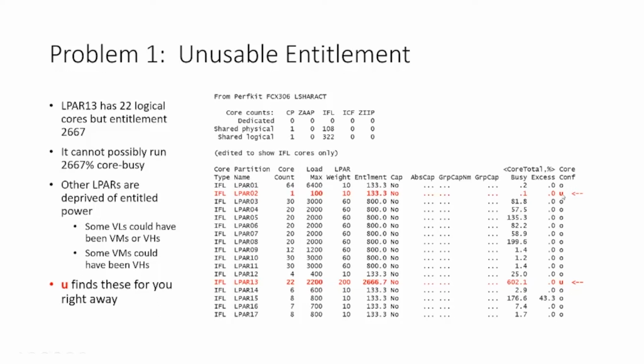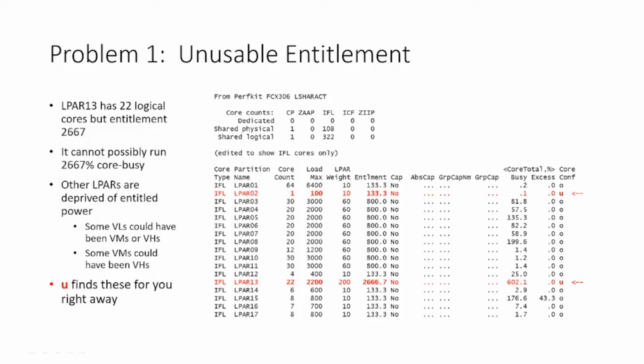Out here in this column called core configuration, there's a letter U, and it means underconfigured. What this means is there are not enough logical cores in LPAR 13 to use up all of its entitlement. So this is the thing that you want to look for when you're evaluating your configuration. You want to especially check to see if you see any U's out here. I don't know if other performance products alert in this way, but PerfKit definitely does.